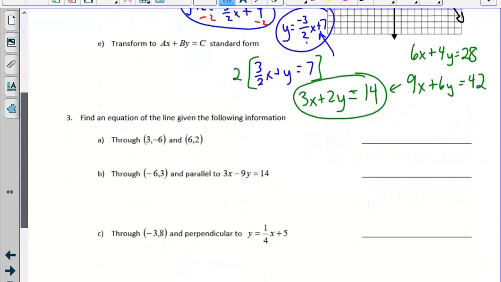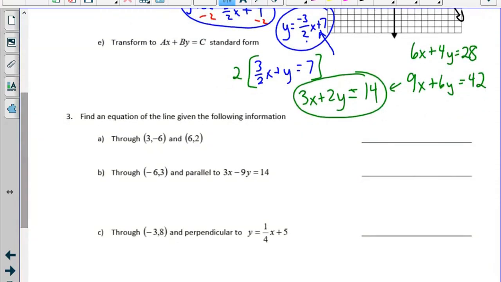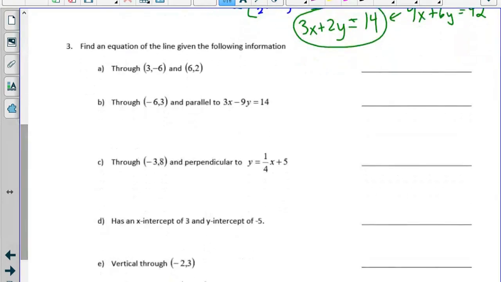I can just keep multiplying and it all ends up being the same equation, just not the exact same way to write the equation, but it ends up being the same line. Okay, find an equation of the line given the following information. Whew, okay, this is not complicated, it just will take a little bit of time.